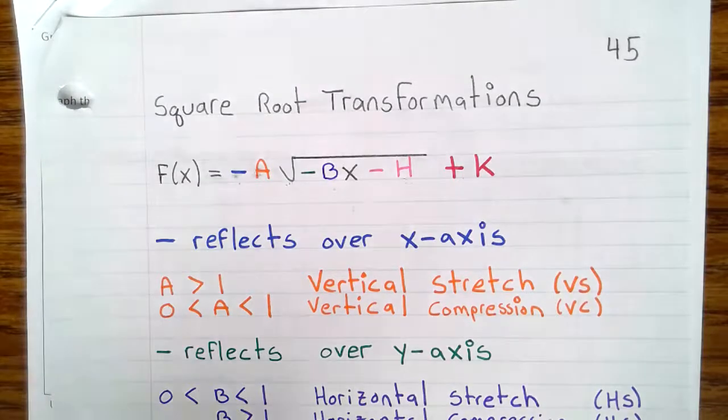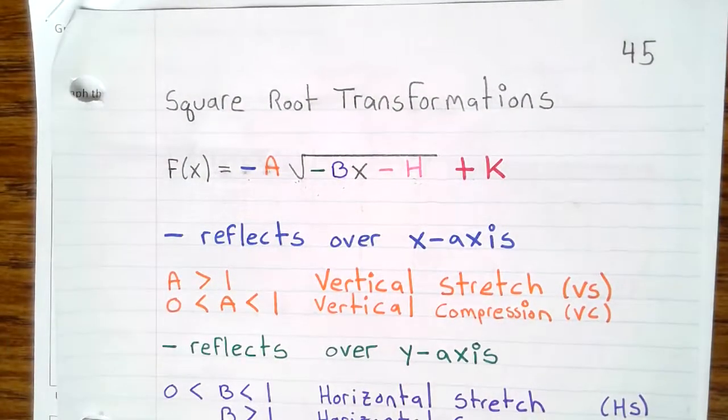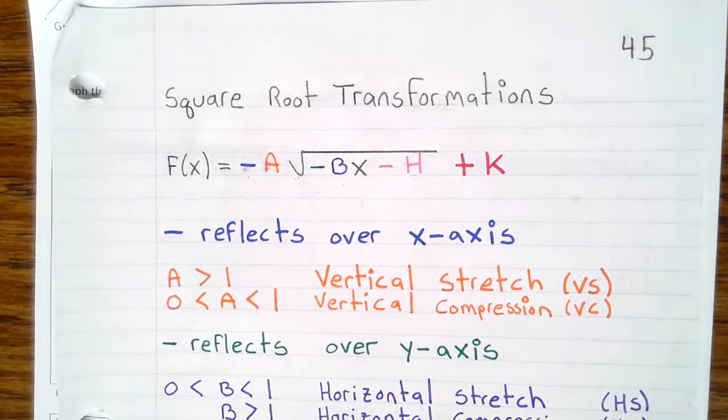Okay, Wakas, today we're looking at journal page 45, square root transformations. f(x) equals negative a times the square root of negative b(x minus h) plus k, where the negative in front of the a reflects over the x-axis. When a is greater than 1, it's a vertical stretch. When a is greater than 0 but less than 1, it's a vertical compression.